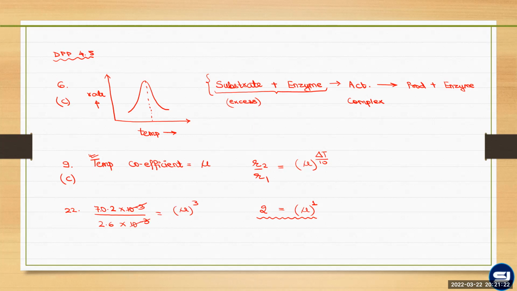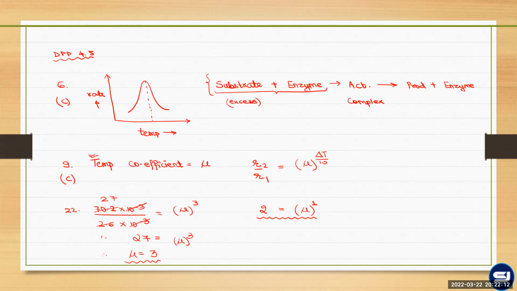Now 2.6 and 70.2 directly go 27 times. If you calculate, you will get exactly 27 times. So now 27 is equal to mu raised to 3. So mu to what power? The third power gives you 27. So here the temperature coefficient is 3. What does this mean? Now for every 10 degrees Celsius, what is the rate actually doing? It is getting tripled. Understood? So from 50 to 60 it tripled, from 60 to 70 it tripled, from 70 to 80 it tripled. So triple, triple, triple, 27 times increase, right?